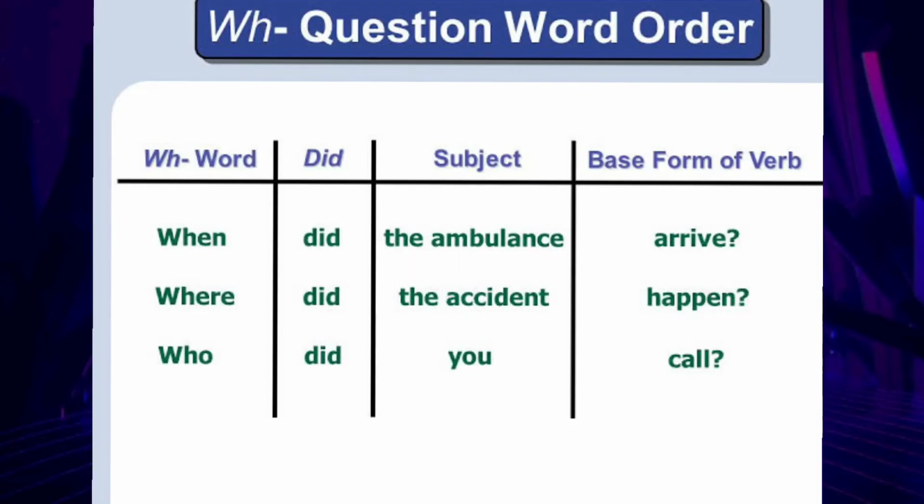With the WH questions, we have, for example, when, where, who. We have to add did after the WH word as a helping verb, then the subject, then the base form of the verb, then the rest of the sentence. Like, when did the ambulance arrive? Where did the accident happen? Who did you call?